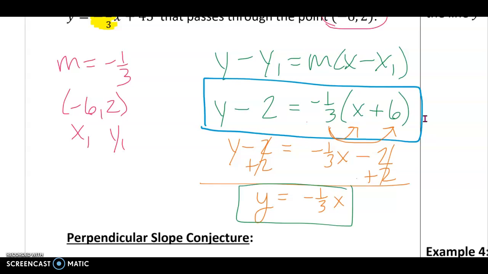And remember, guys, both of these are correct answers. They're just written two different ways. So I'm going to stop this video and there will be another one on perpendicular lines. Okay, have a great day, guys.